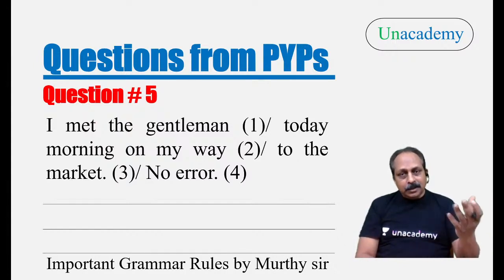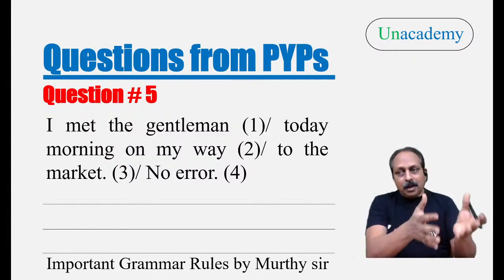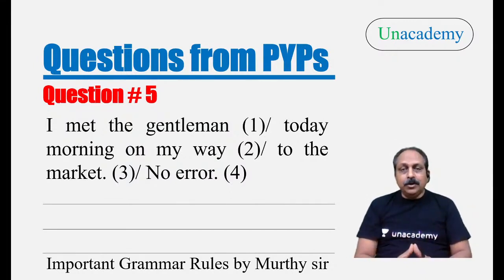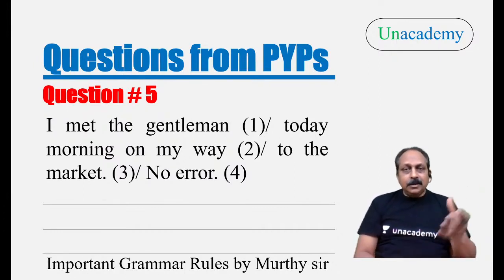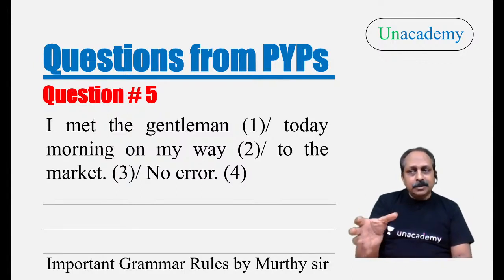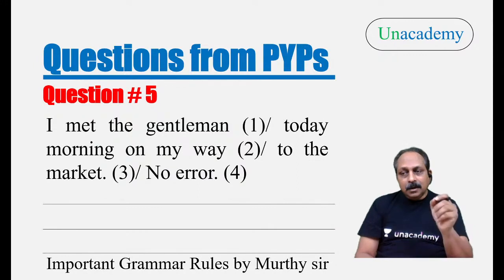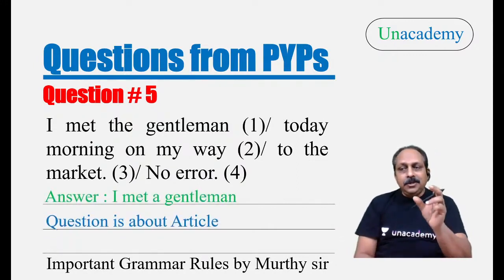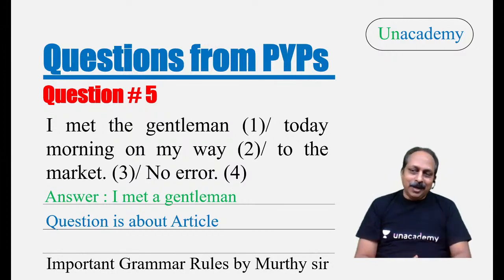You went to the market. On the way to the market, you met someone for the first time. Then you don't say the gentleman. What do you say? On the way to the market, I met a gentleman. On the way to the market, I met a stranger. I met a weird person on the way to the market. So, what is the correct sentence? I met a gentleman, not the gentleman.